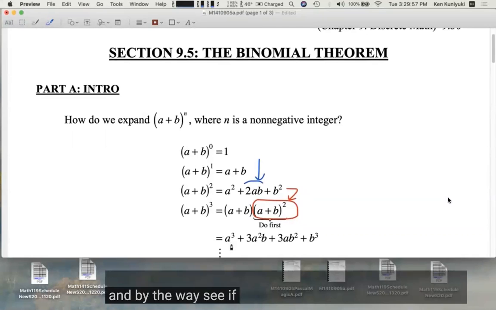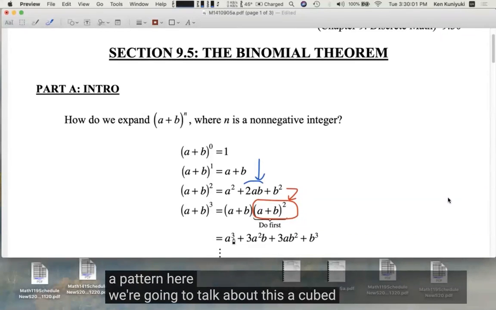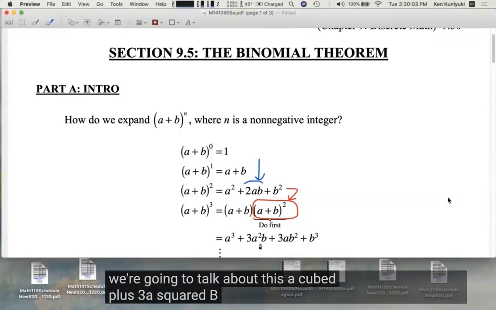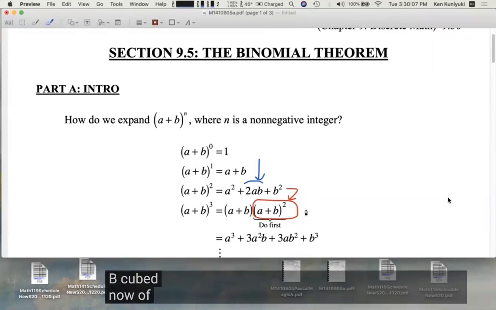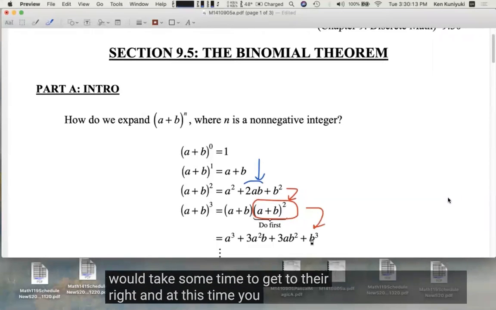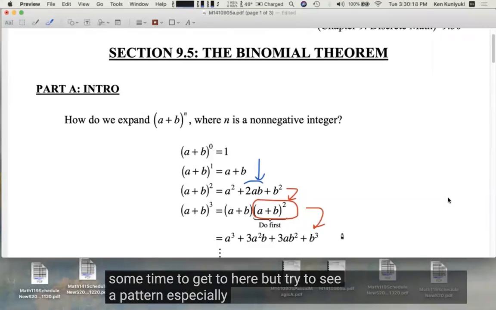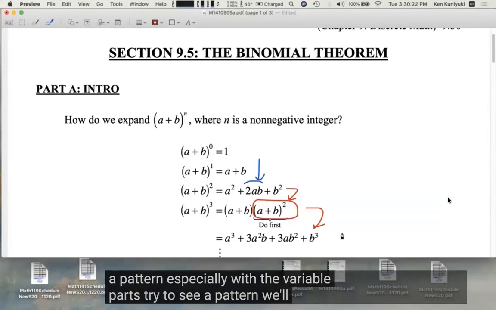And by the way, see if you can figure out a pattern here. We're going to talk about this: a cubed plus 3a squared b plus 3ab squared plus b cubed. Now, of course, an Algebra 1 student would take some time to get to here, but try to see a pattern, especially with the variable parts. We'll talk about this.